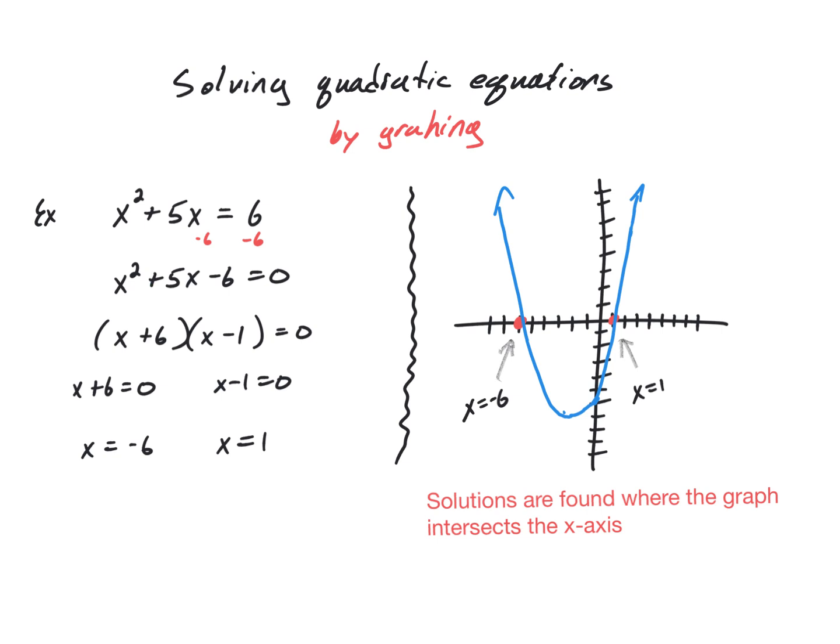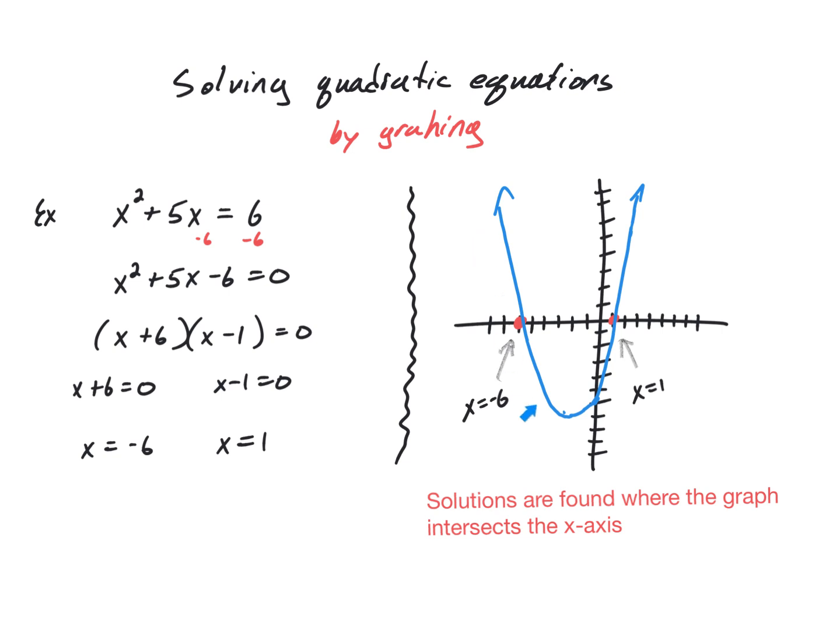In this example, the factors are x plus 6 times x minus 1. And then when we set each one of those factors equal to 0, we see that x equals -6 and x equals 1. These are the two solutions to this quadratic equation.